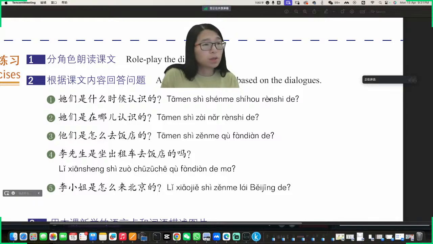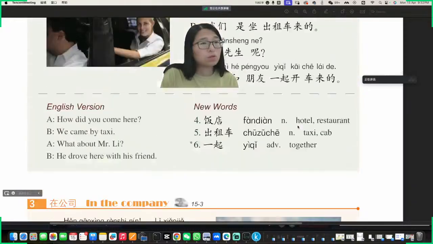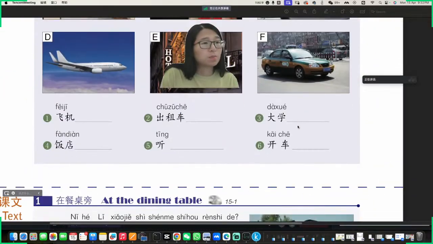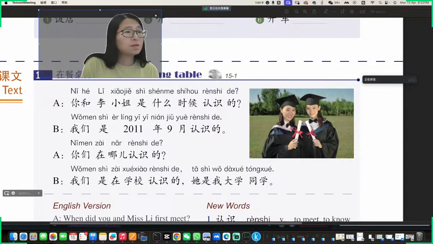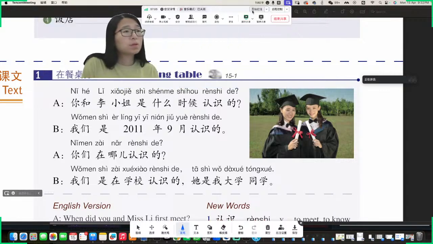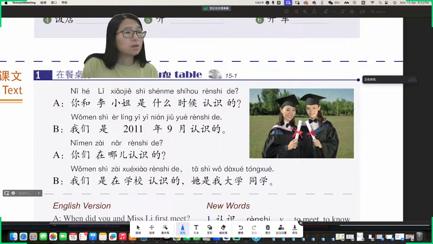You need to know the keyword. Here it can be this one, 认识, and also 什么时候. So we just find the exact same words and then we will find the answer. Okay guys, have you found the keywords? I already found them. 什么时候 is here, and 认识 is here. And then you will find the answer, 2011年9月.